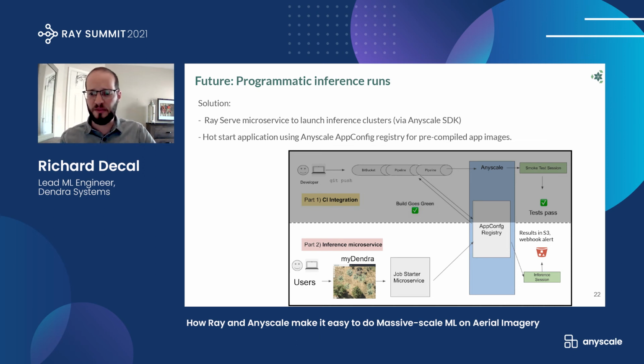And then inference works like I showed you before, saves everything on S3, and a webhook alert can then go talk to this system and say, hey, the results are ready, and that system can load them right in there. So this takes a human out of the loop and automates this tedious task. So this is something that we're hoping to get ready for Ray 1.4 release.